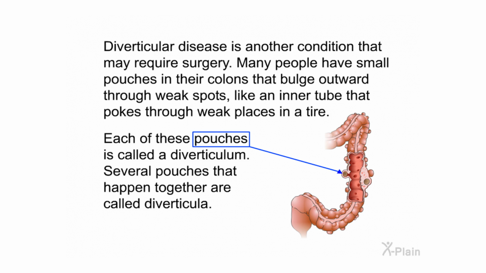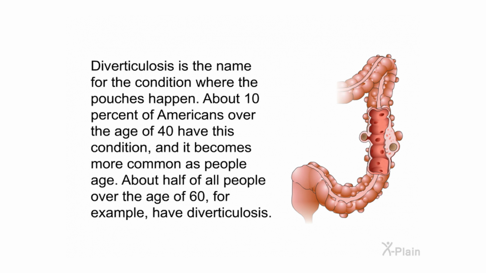Diverticular disease is another condition that may require surgery. Many people have small pouches in their colons that bulge outward through weak spots, like an inner tube that pokes through weak places in a tire. Each of these pouches is called a diverticulum. Several pouches that happen together are called diverticula. Diverticulosis is the name for the condition where the pouches happen. About 10% of Americans over the age of 40 have this condition, and it becomes more common as people age. About half of all people over the age of 60, for example, have diverticulosis.